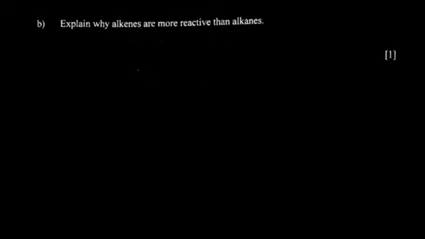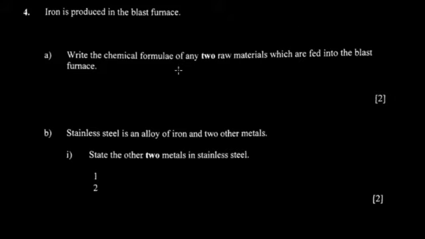Let's quickly move to the next question. The next question says, iron is produced in the blast furnace. Write the chemical formula of any 2 raw materials which are fed in the blast furnace. So you require iron ore first. The buzzword here is chemical formula. You actually need the chemical formula. You don't necessarily need to write the word equation, or the word formula.